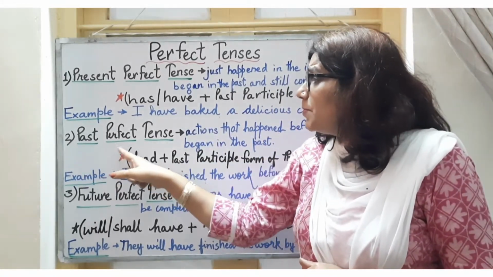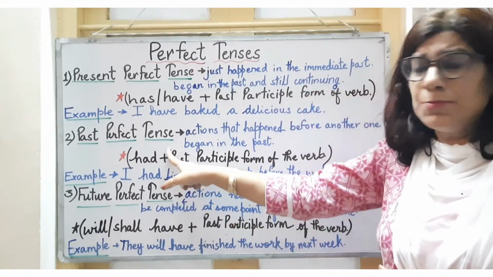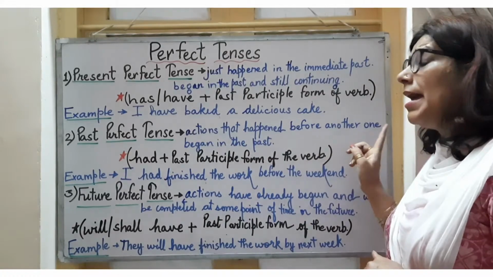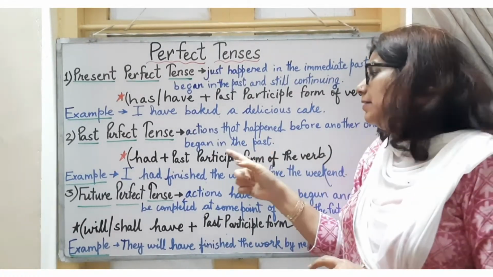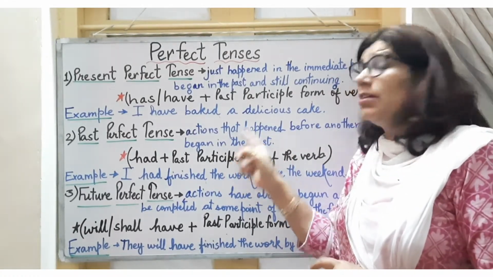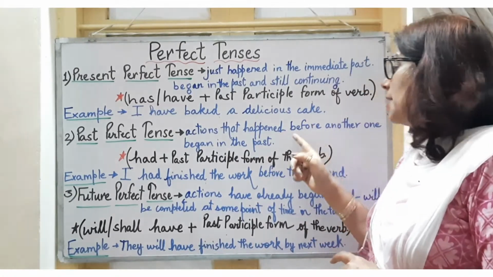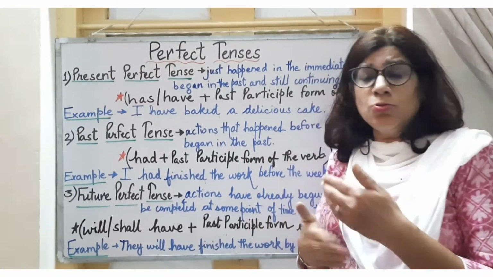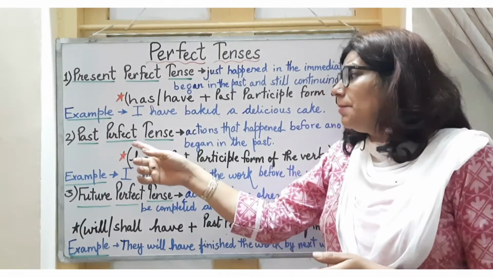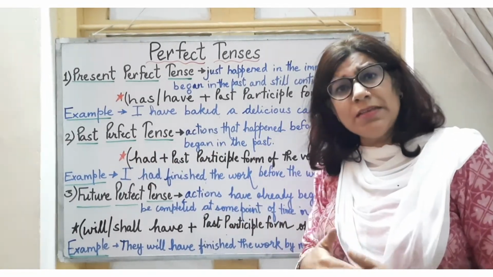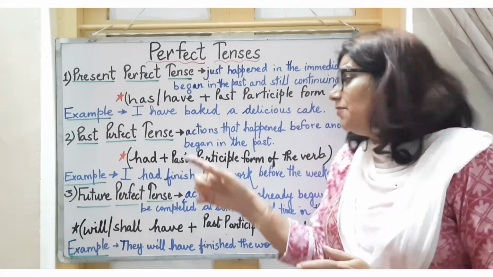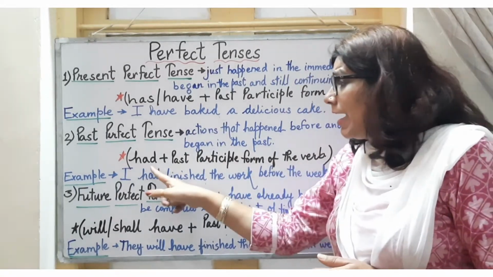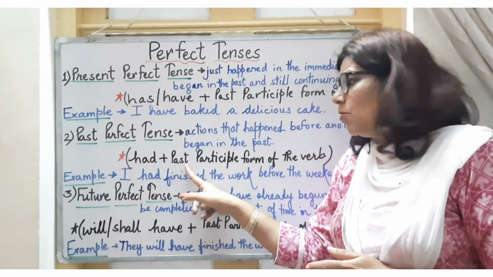Coming to past perfect tense. When I talk about past perfect tense, I am talking about actions that happened before another action began in the past. And how to form a sentence in past perfect tense? It's very easy. We are going to use had with the past participle form of the verb. Had plus past participle form of the verb.